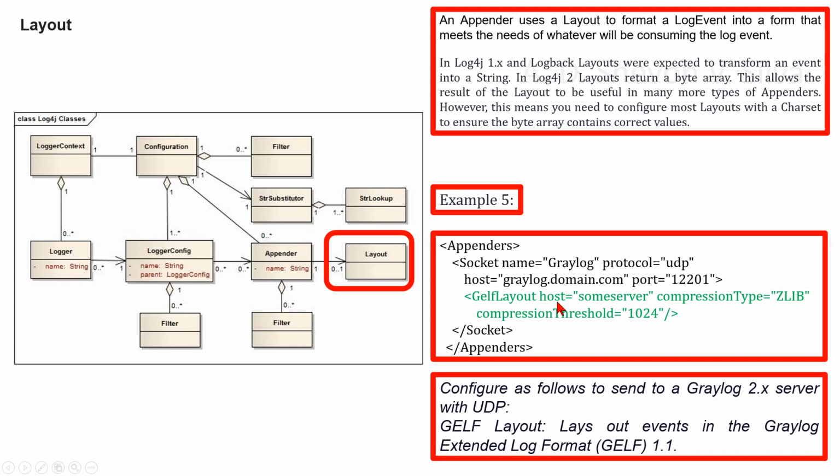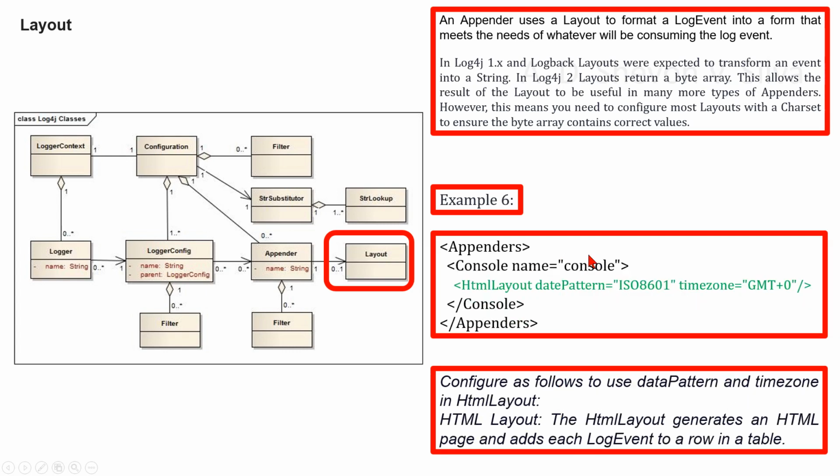Here the parameter name host, string, and the value of the host property, optional, defaults to the local hostname. And compression type can be GZIP, ZLIB or OFF. Compression to use, optional, defaults to GZIP. And compression threshold, this is an integer, and compressed if data is larger than this number of bytes, optional, defaults to 1024. As an example, configure as follows to use date pattern and time zone.